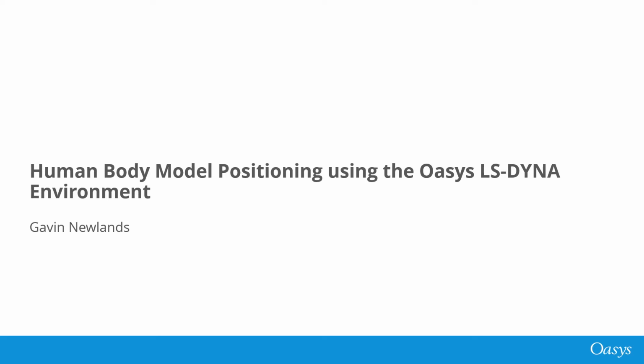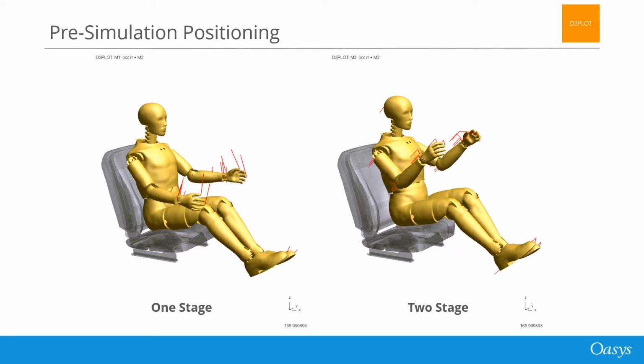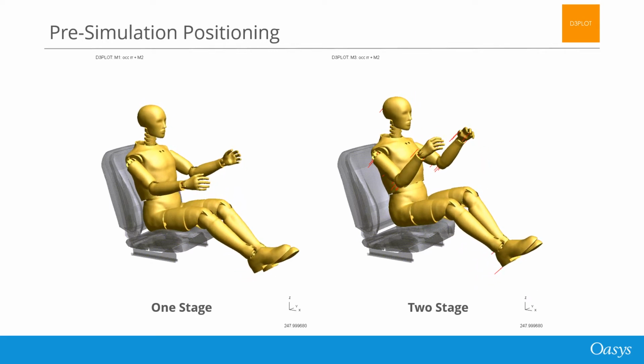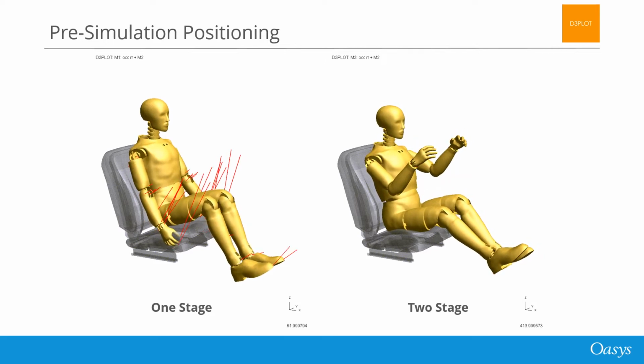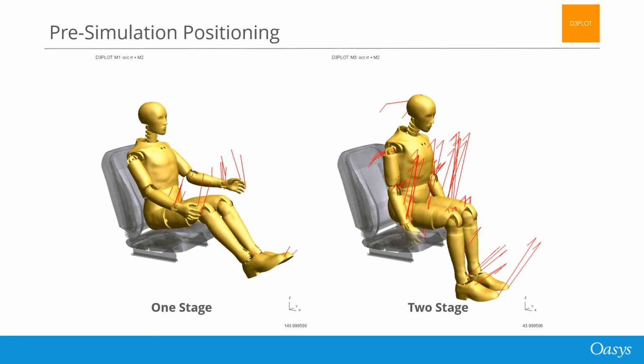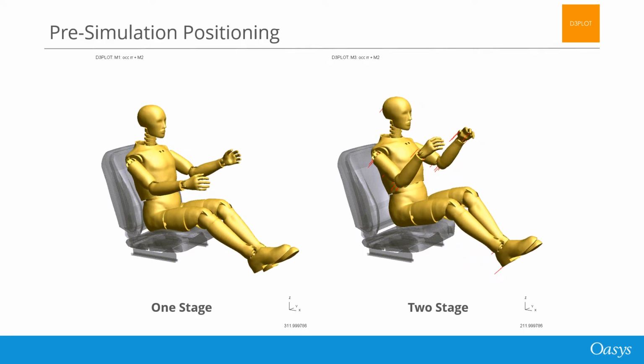This is a brief introduction to human body model positioning using the Oasys LS-DYNA environment. Pre-simulation is fast becoming the norm for positioning dummies in your LS-DYNA models. This method prevents initial penetrations and means you can couple together positioning and seat squash, utilizing all the realistic material properties and contacts available within your models.